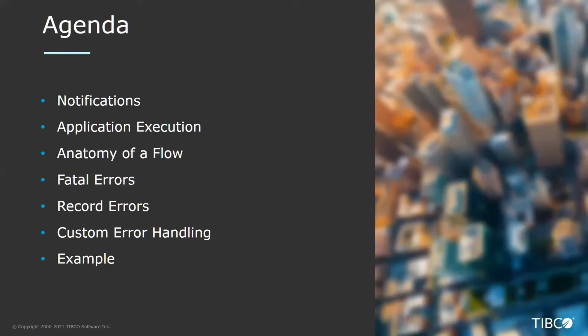Let's have a review of the agenda. We'll start off going over how notifications work within TCI Connect. Then we'll go through the flow of an application execution, looking in detail at how it interacts with the agent and iPass, as well as the way that it walks through the different flows. We'll go into a detailed analysis of the anatomy of a flow so you can understand how the different blocks work together, as well as how the looping and operations work.